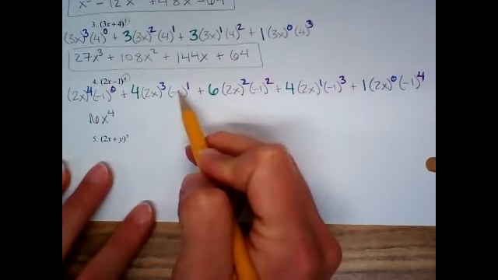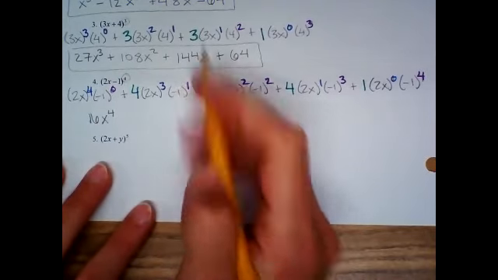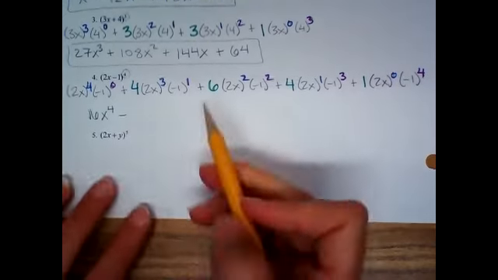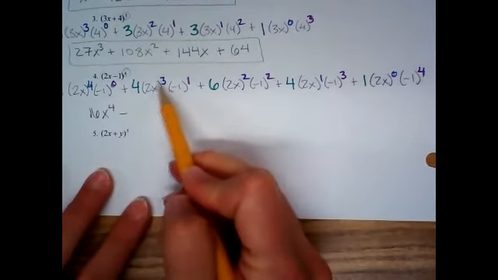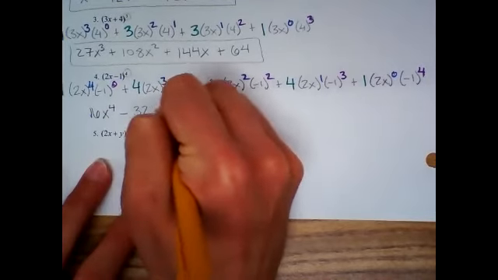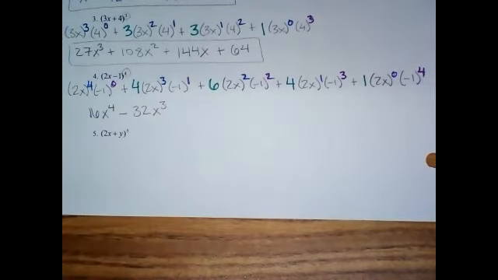Bless you. -1 to the 1st would just be -1. So this term is just going to be negative. And again, they're going to alternate. It's going to go positive, negative, positive, negative. 2 cubed, that's 8 times 4 is 32. So minus 32x cubed.